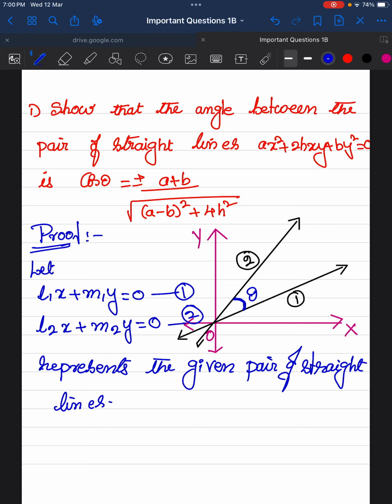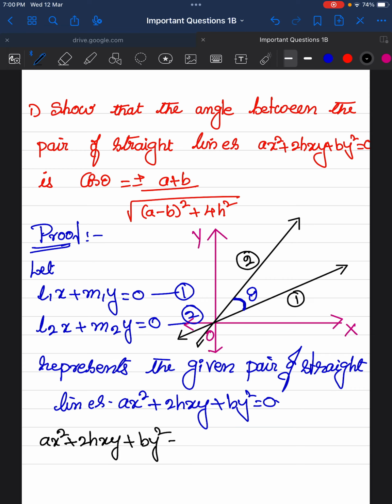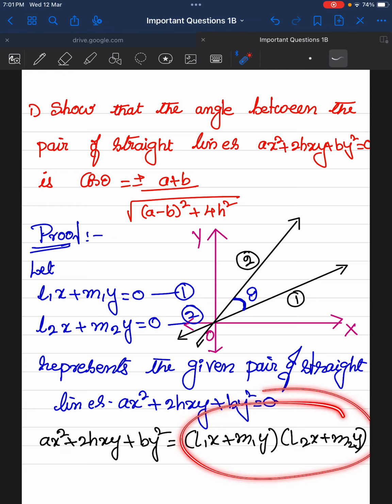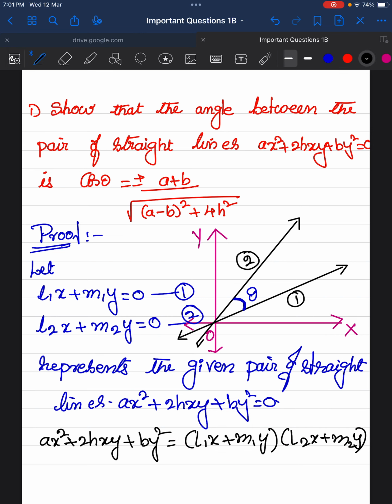What is the meaning of given pair of straight lines? Given pair of straight lines is ax square plus 2hxy plus by square is equal to 0. If these two represent the given pair of lines, what we can do? We can write ax square plus 2hxy plus by square as product of these two lines, that is (L1x plus M1y) into (L2x plus M2y). Now right side part, we need to multiply: L1x into L2x, L1x into M2y, M1y into L2x, M1y into M2y.